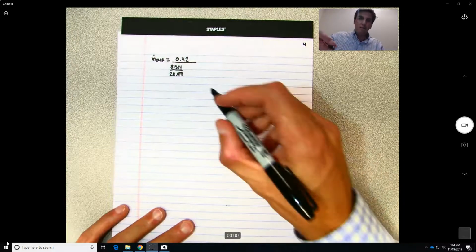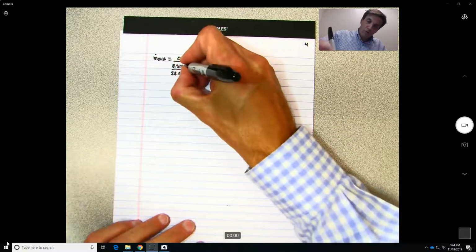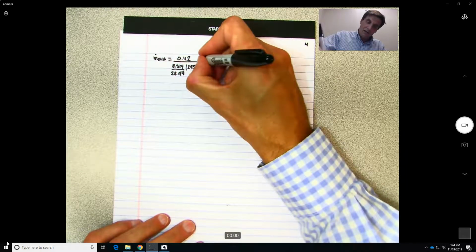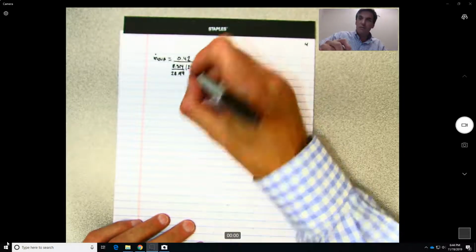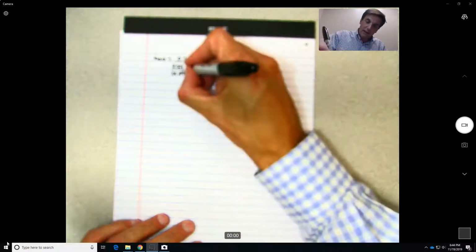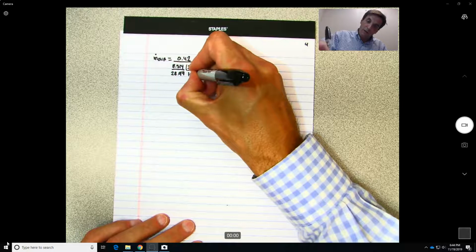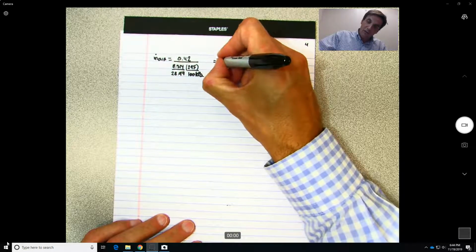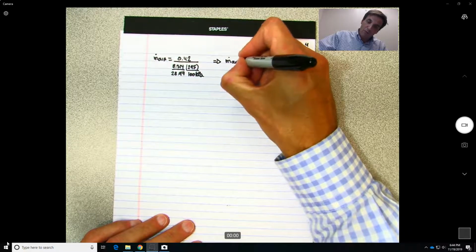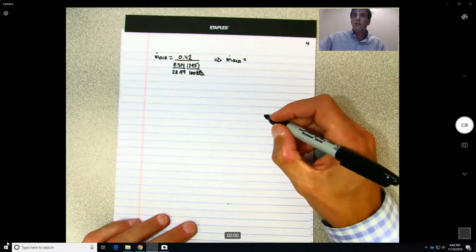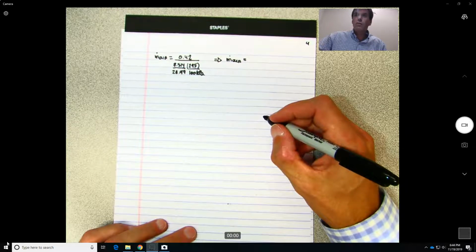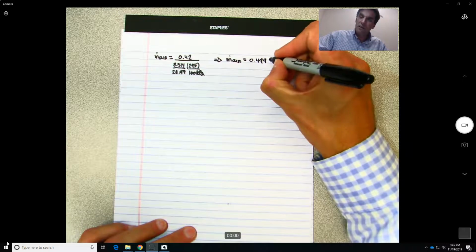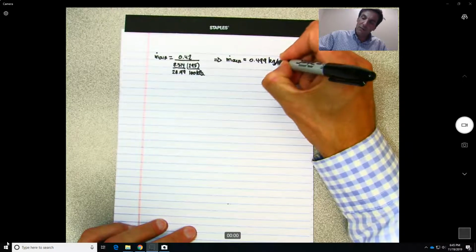So times 293, and now this will be what? Divided by 100 kilopascals. So if you do this calculation, you get that the mass flow of air is going to be equal to 0.499 kilograms per second.